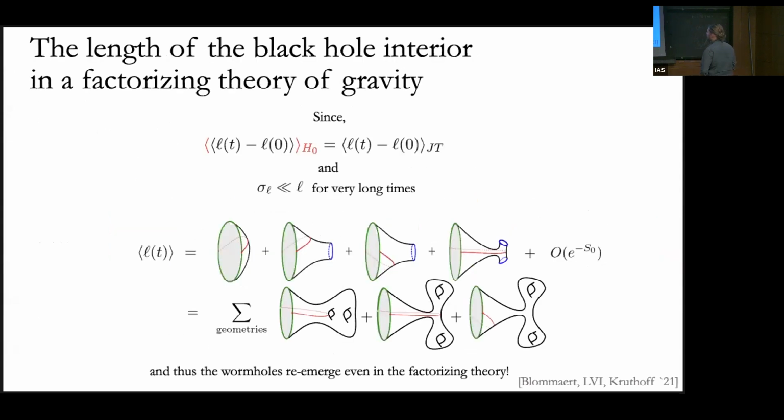Now, since I can reintroduce an average over H0, this means that the average of this length operator when I average over S0 is reproducing the result of JT gravity. And since sigma L is much smaller than L for very long times, the expectation value of L in the factorizing theory is the same as the expectation value of L in the theory with wormholes. So essentially what's happening is that wormholes reemerge for self-averaging quantities, and I just wanted to take the volume as a quantity that emphasizes this.